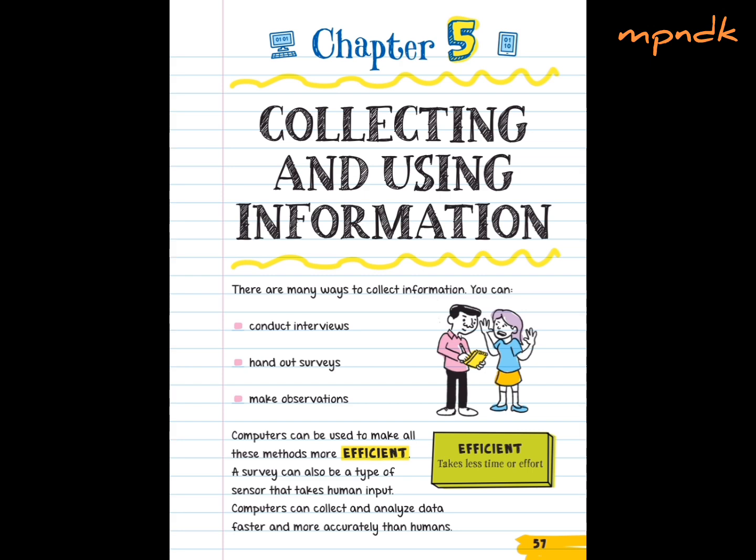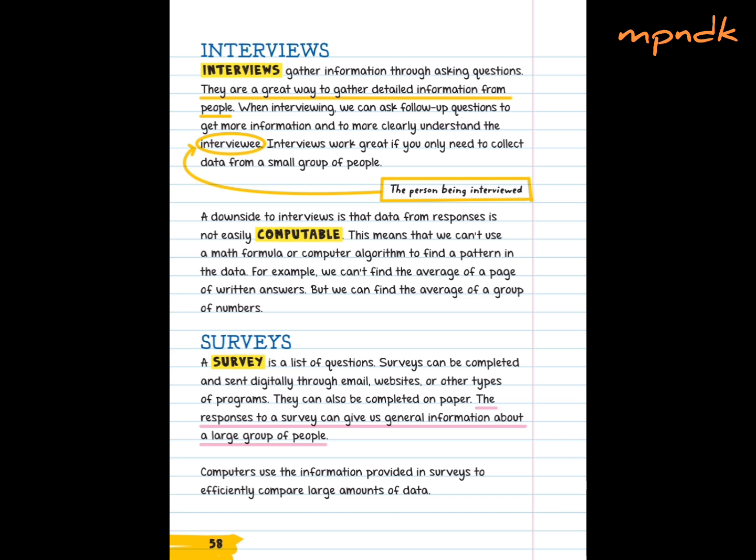A survey can also be a type of sensor that takes human input. Computers can collect and analyze data faster and more accurately than humans. Interviews gather information through asking questions. They are a great way to gather detailed information from people. When interviewing, we can ask follow-up questions to get more information and to more clearly understand the interviewee.